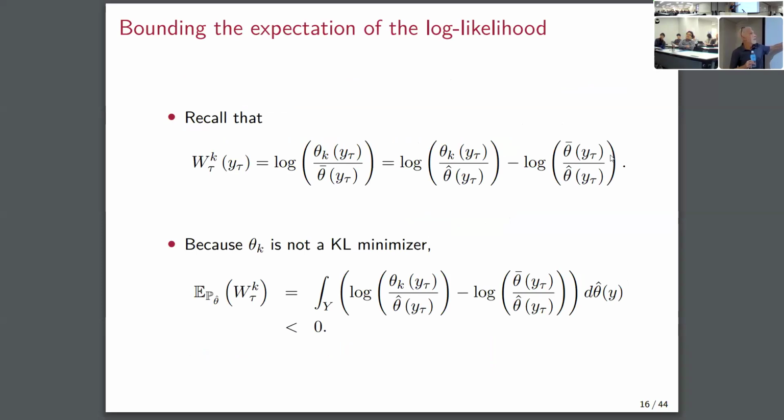Recall W_k, well, it was the log of theta k over theta bar. I can rewrite that as log of theta k over theta hat minus log of theta bar over theta hat. Okay, so this integral, please read this as a sum. It is sort of a sum. I simplified my slides to the finite case, but not completely. Okay. So just as we had before, the expectation of W_k,tau is negative. Same kind of arguments.